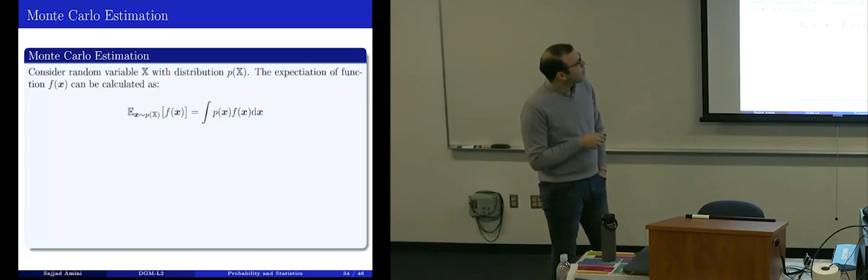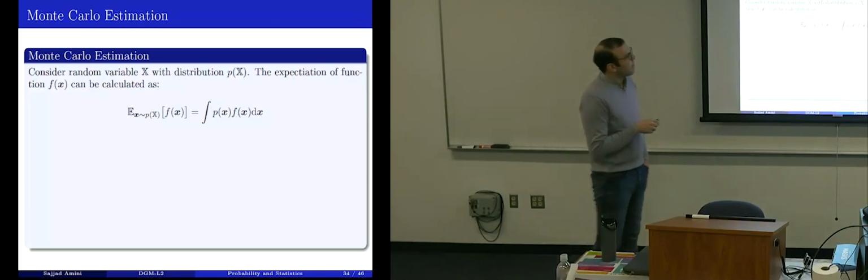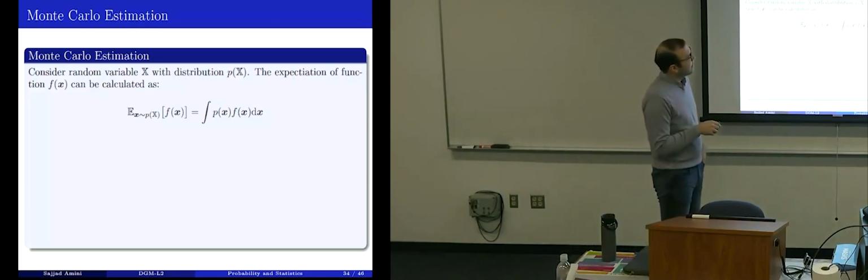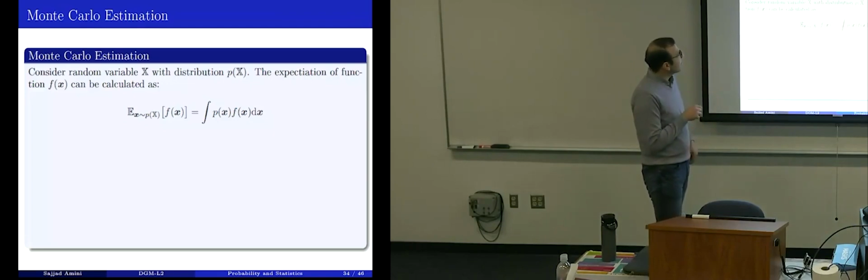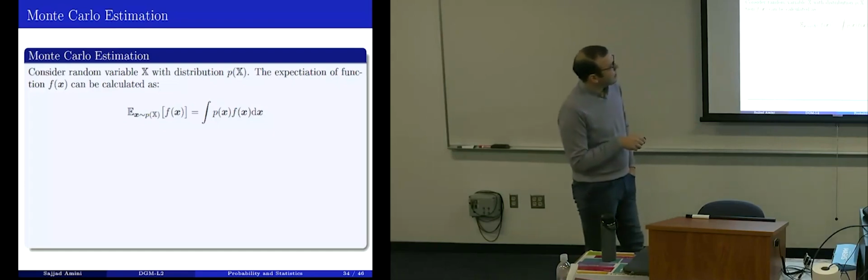Assume we have a random variable x, a random vector. It is written here. It is my mistake. It is a random vector because the notation showed that it is a vector. We have a random vector x with distribution p of x. The expectation of the function f of a vector can be calculated as this definition. This is the original definition of expectation. We do not have any problem with this definition.